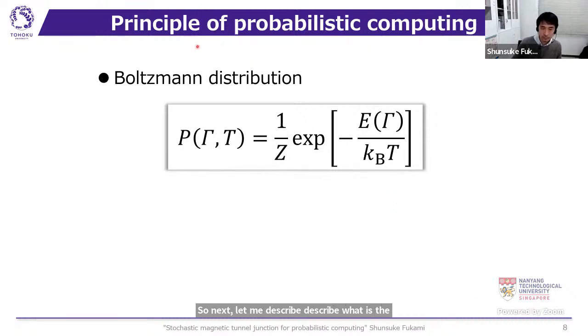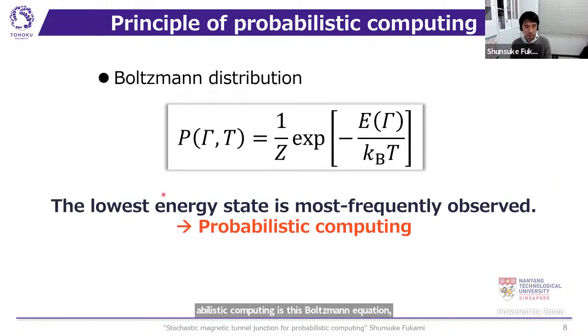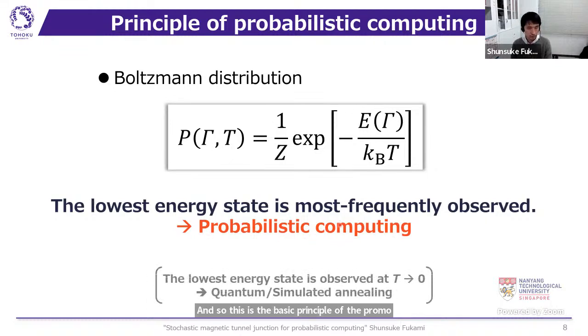The fundamental principle of probabilistic computing is the Boltzmann equation, the Boltzmann distribution. This equation tells you that the lowest energy state is most frequently observed, and this is the basic principle of probabilistic computing. By the way, this equation also tells you that the lowest energy state is observed by decreasing the temperature. This is the fundamental principle of quantum or simulated annealing.